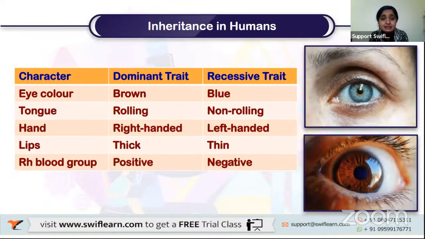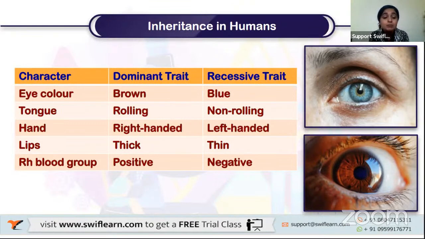Moving further, let us see inheritance in humans, what all things are included here. Suppose there is a characteristic like eye color. The dominant trait is going to be brown and the recessive one is going to be blue, because brown is more common. Rolling the tongue is more dominant than not rolling the tongue. Most probably we tend to be right-handed rather than left-handed, because right-handedness is the more dominant trait. Then thick lips are more dominant than thin lips, so thin lips are a recessive trait.